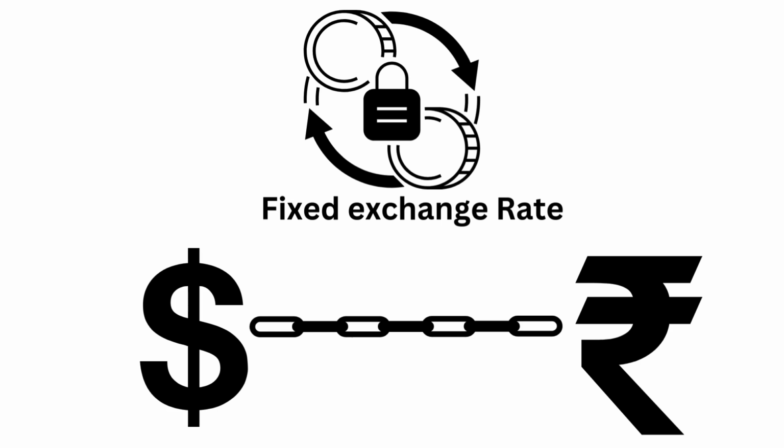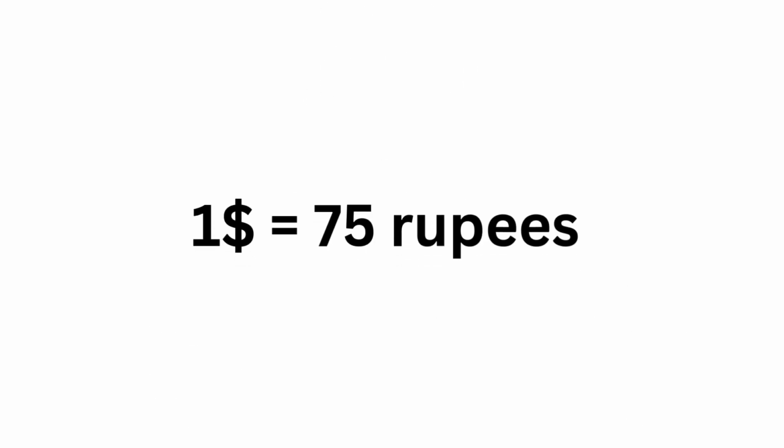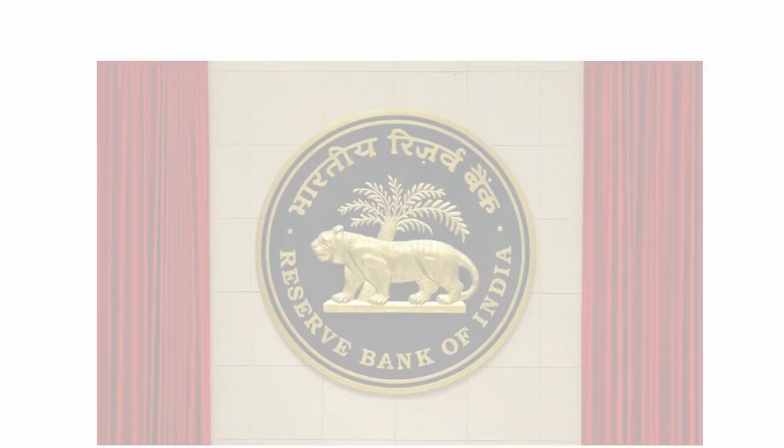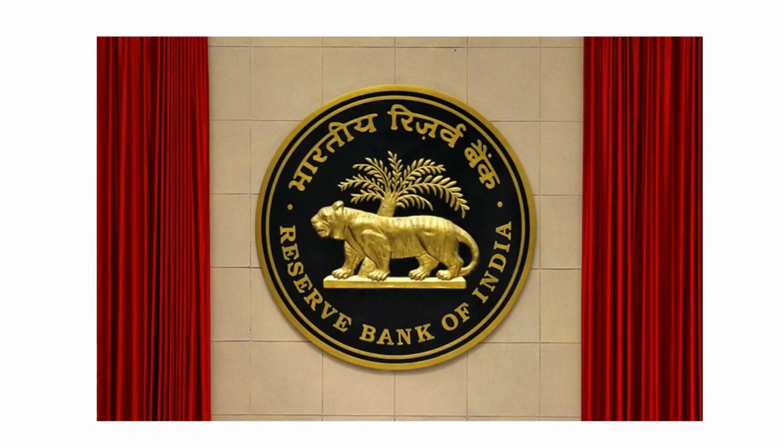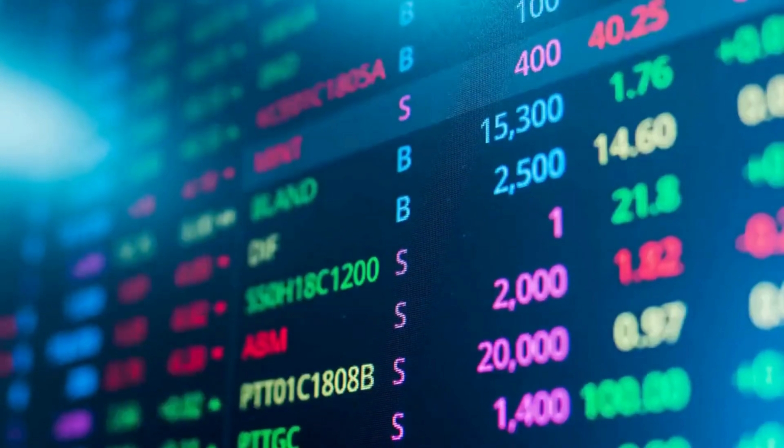What is a fixed exchange rate? A fixed exchange rate means the value of the US dollar is tied to the Indian rupee. Let's say $1 equals 75 rupees. This rate doesn't change, no matter what's happening globally. For this to work, India's central bank, the RBI, must intervene in the currency market to maintain the fixed value.